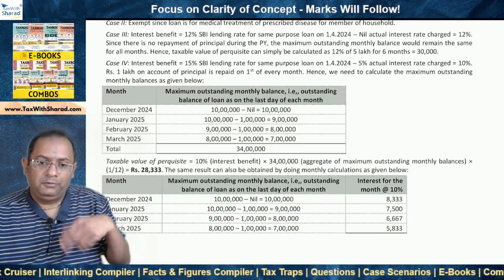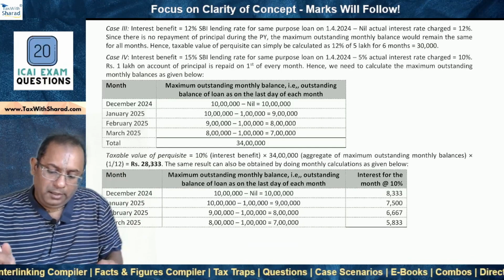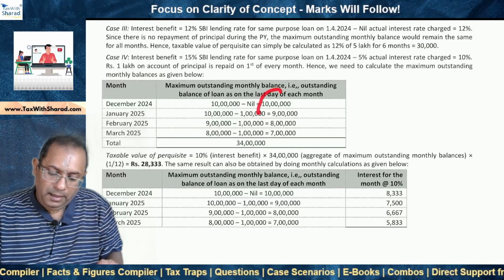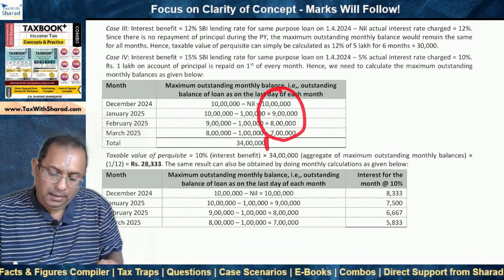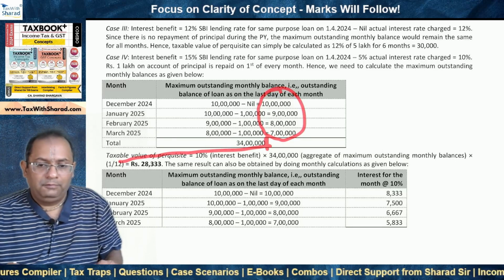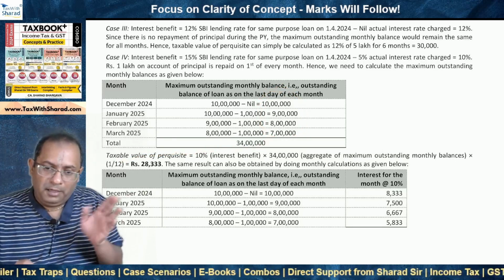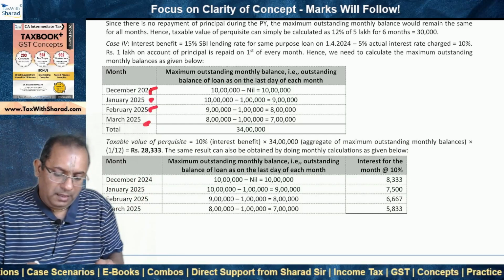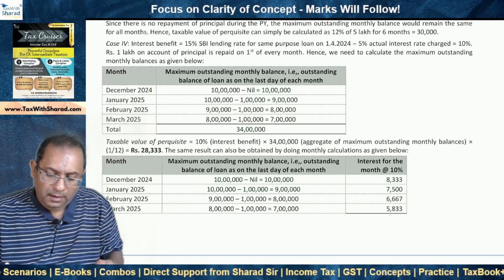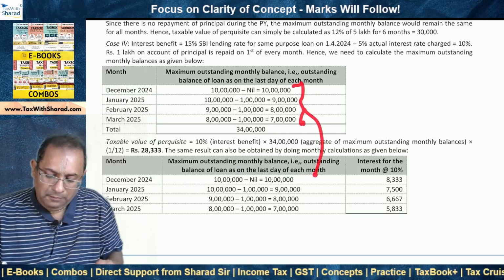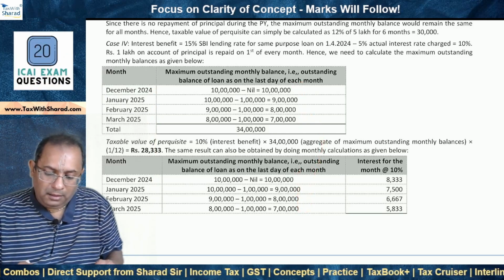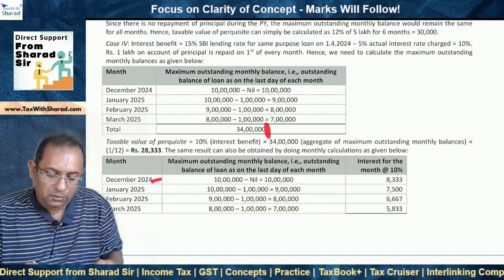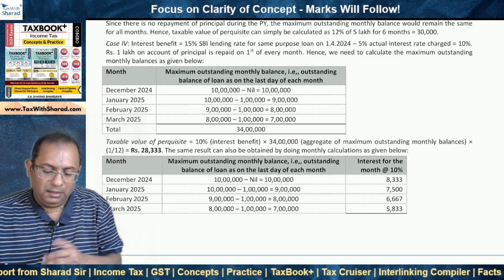There is another method which will give the same result. So here what we are doing, we are aggregating the outstanding balances, and the aggregate we are multiplying by 1 by 12. The same can be done separately for each month. Okay. So December, January, February, March. And 10 lakh, 9 lakh, 8 lakh, 7 lakh, same. But now instead of aggregating, we compute the taxable value for each month.